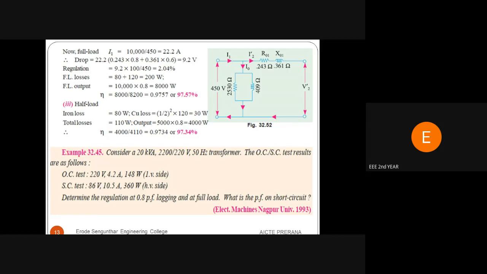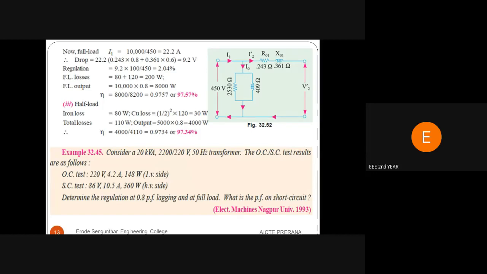Why? Because there are no mechanical losses in a transformer. That's why the efficiency of transformers compared to other machines is really high. For example, in a DC motor or DC generator, the efficiency of the machines lies only between 80 to 85%. But in the case of a transformer, under any load conditions, the transformer efficiency lies between 90% to 98%.